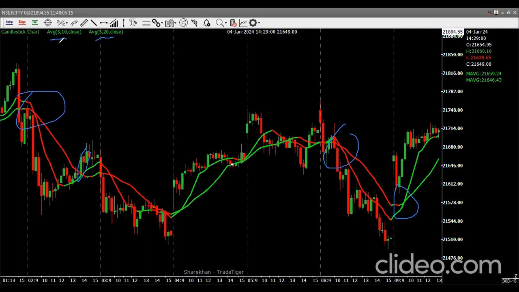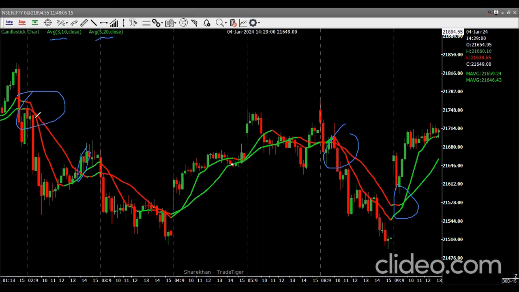So the 10 will be more sensitive towards price change, okay? The 20 will come slowly. The 20 will change its direction very slowly. But the 10 is very sensitive. The 10 period moving average will change its direction quickly.